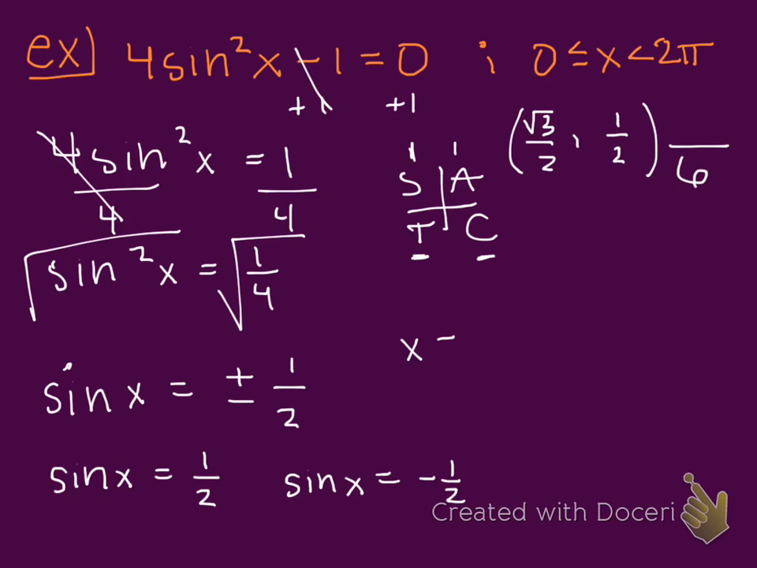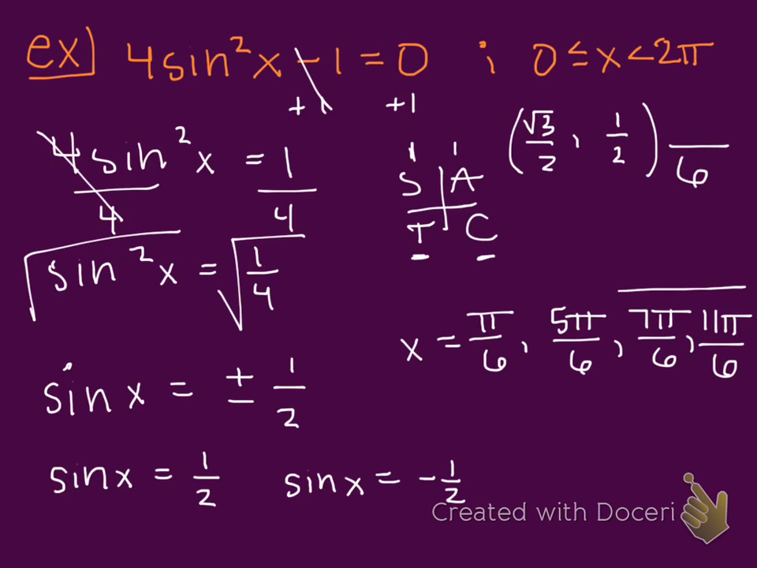So my answers for x is pi over 6, so that gives me a positive 1/2. 5 pi over 6 gives me a negative 1/2. No, I lied. 5 pi over 6 will give you a positive half. 7 pi over 6 would give you a negative 1/2. And 11 pi over 6 would give you a negative 1/2. So these are our 4 answers.